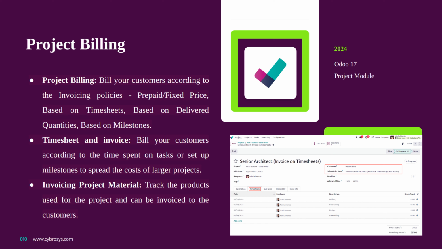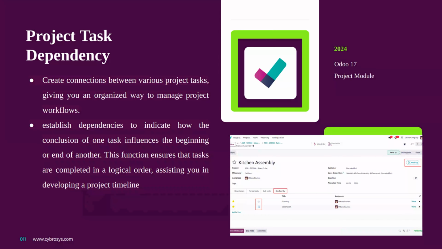And you will be able to invoice the project material. Like there will be some additional products that may be used in order to complete the project task. So you'll be able to track the products used in the project, and they can be invoiced or re-invoiced to the customers. Then comes project task dependency.